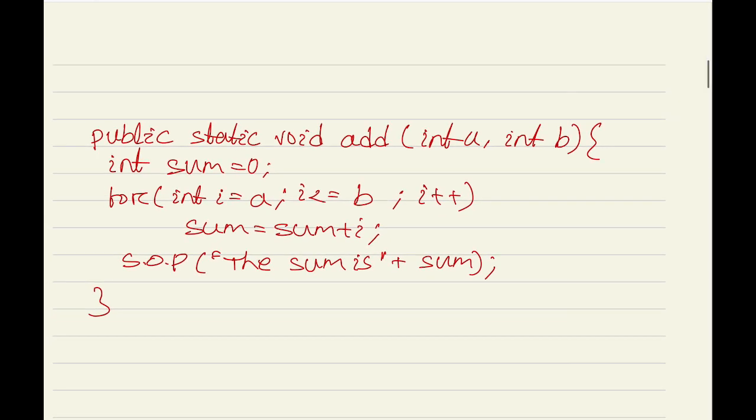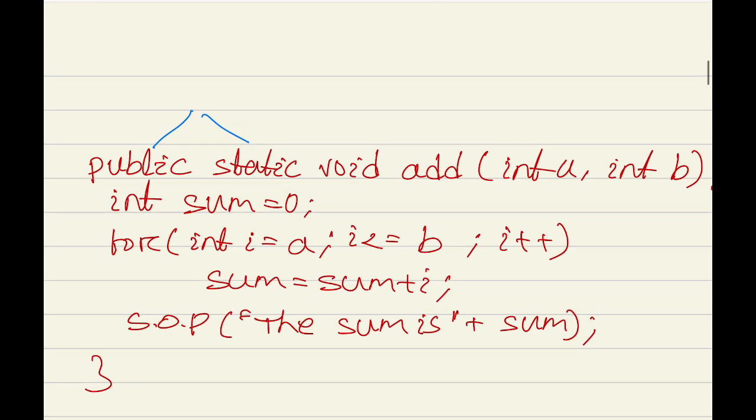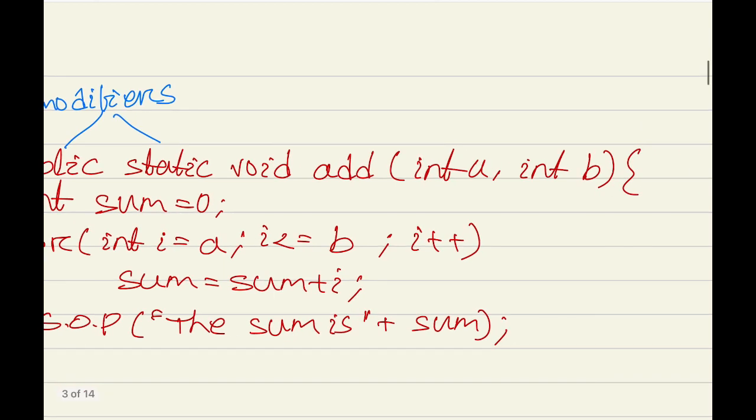Now here you can observe these public and static. So these are called modifiers. Why we are writing public, why we are writing static, we will discuss later. But these public, static, these are called modifiers. And what is void? So void is the return value type.